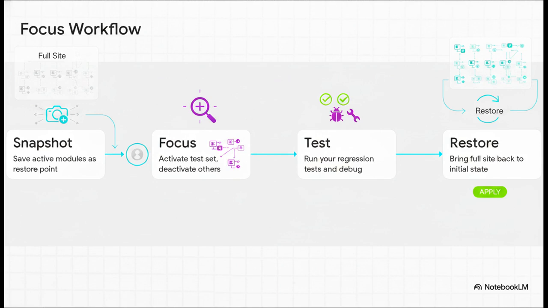Step 3, you run your tests. And finally, when you're done, you just restore your initial snapshot. Your full site goes right back to exactly how it was. For regression runs and debugging, this is an absolute game changer.